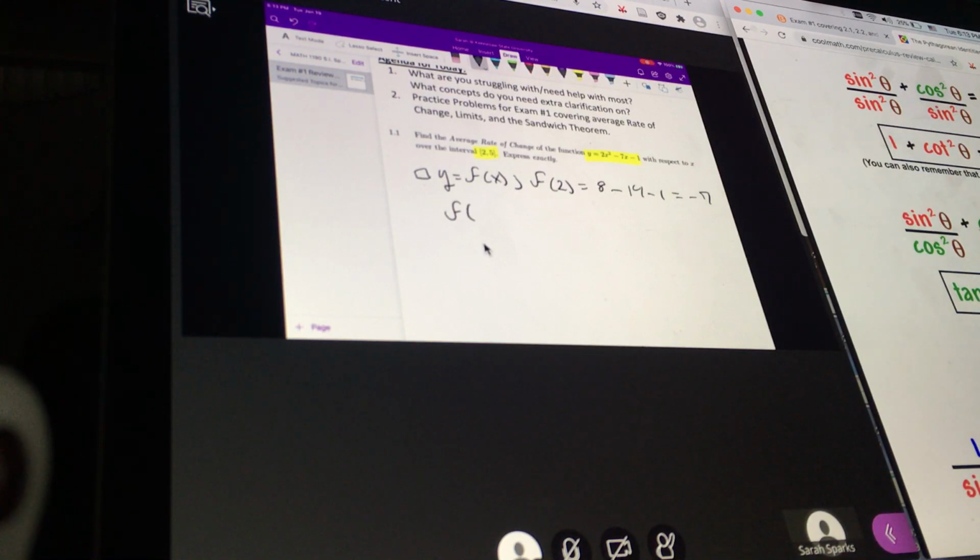I'm now going to evaluate the function at 5, because that's the endpoint of our interval.